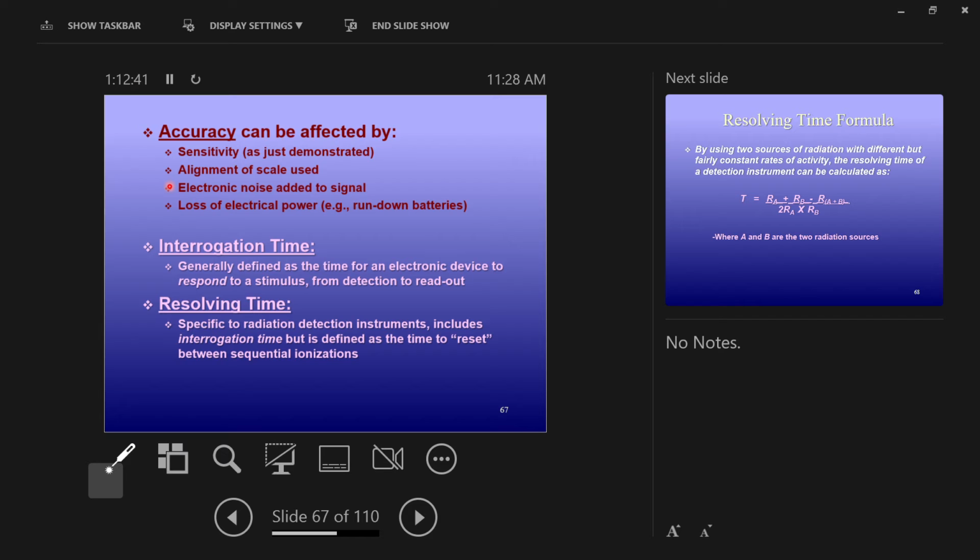This is what I was trying to get at with sensitivity. The more sensitive a device is, the more noise it will have. The more amplification you have, the more noise you have. So noise and accuracy work inversely to each other. The more electronic noise there is, the less accurate the device is.